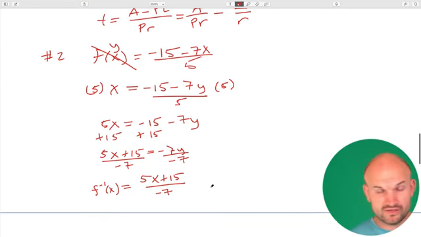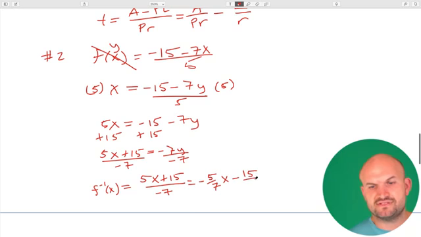Or if you wanted to write this like slope-intercept form, you could have this as negative 5/7 x minus 15/7. So that's just an alternative way to write the problem.